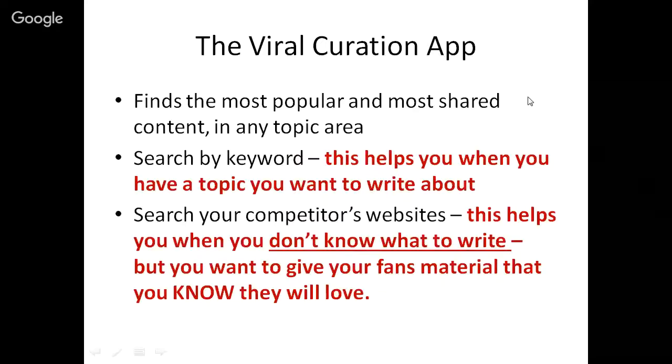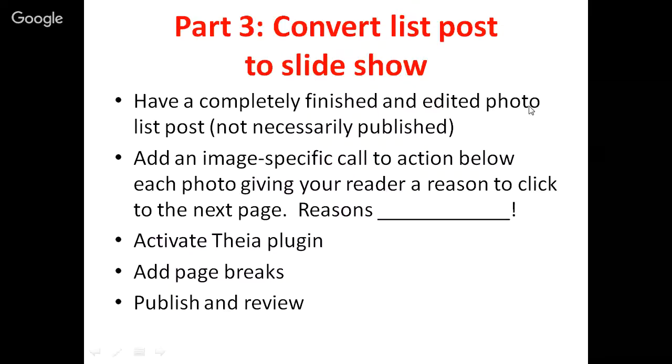Okay, there's me. What's the app? Okay. This is not the only way to do it. Different people do these things differently. I've tried a lot of different ways. This is what works best for me. It's conceptually the simplest, I think, and that is have a completely finished and edited photo list post first. You'll see that this just makes it so easy to use Thea Slider to turn it into something later. Now, not necessarily published. You might just look at it in draft, but you want to have it finished, edited, completed, ready to go, okay?